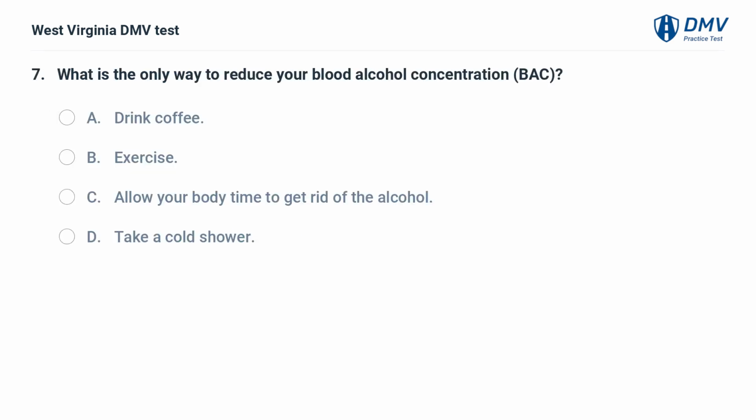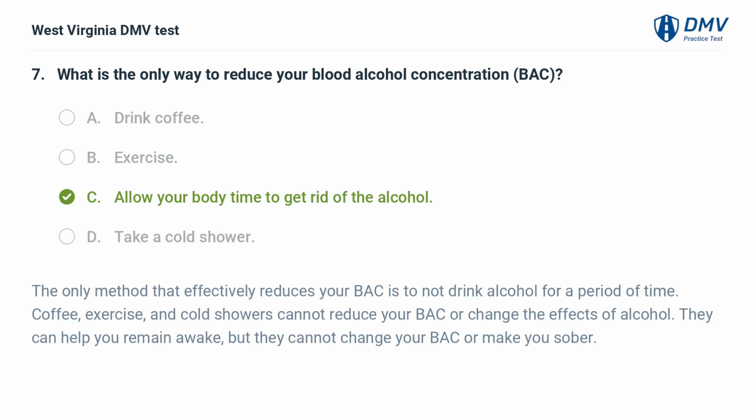What is the only way to reduce your blood alcohol concentration, BAC? A. Drink coffee. B. Exercise. C. Allow your body time to get rid of the alcohol. D. Take a cold shower. C. Allow your body time to get rid of the alcohol.